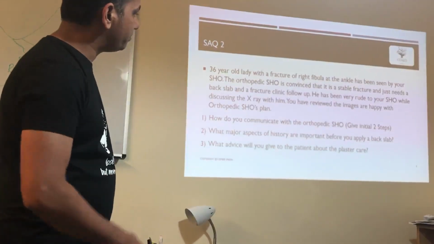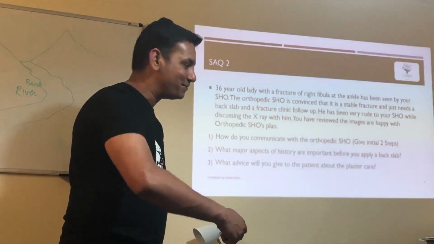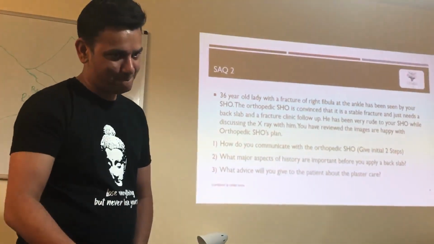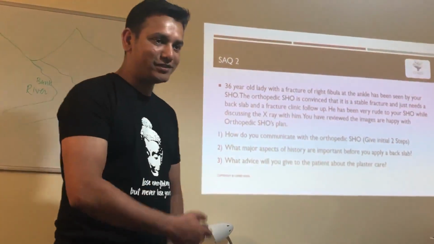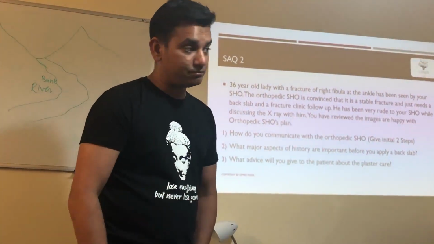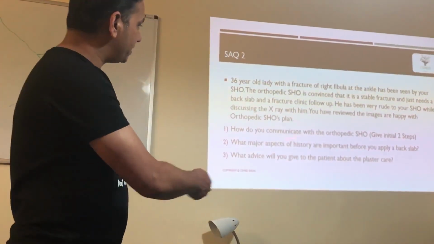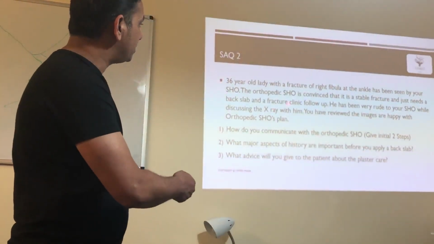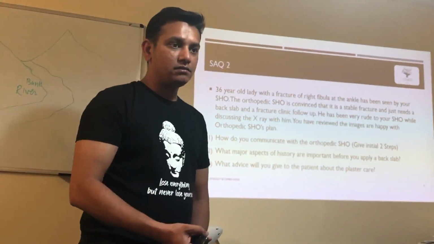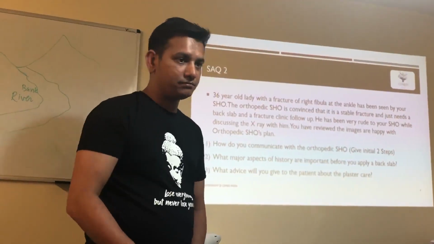What major aspects of history are important before you apply a back slab for this lady? We are going to do DVT risk assessment. Previous history of DVT. Any oral contraceptive use, smoking history, any history of any medical issues like antiphospholipid syndrome, SLE, that can put the patient at risk of developing a clot. Even occupation, because if she's working, then will she be able to manage the plaster at work? Will she need extended leave?